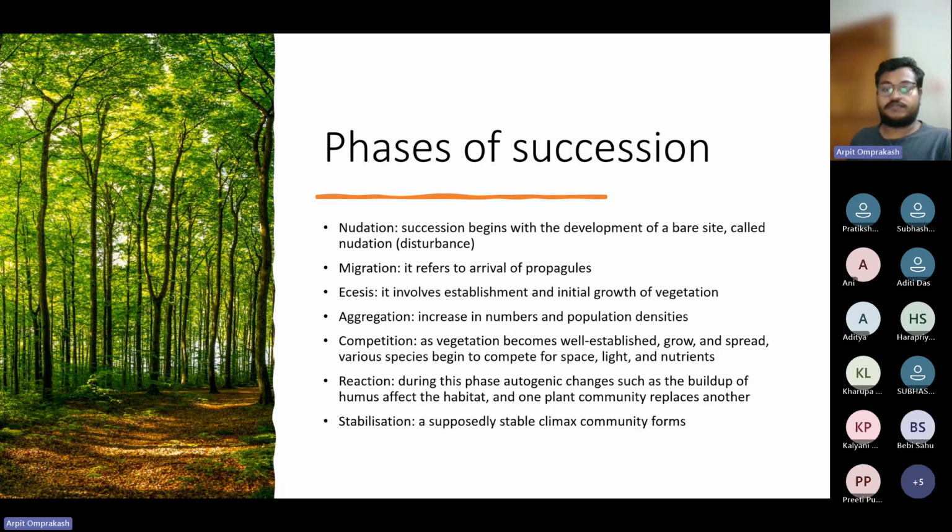Then we have reaction, where basically autogenic changes occur. So such as buildup of humus and changes in soil pH and stuff like that, which basically leads to one community replacing another. And then finally, we have stabilization, which is basically a supposedly stable climax community that is formed in the given area.